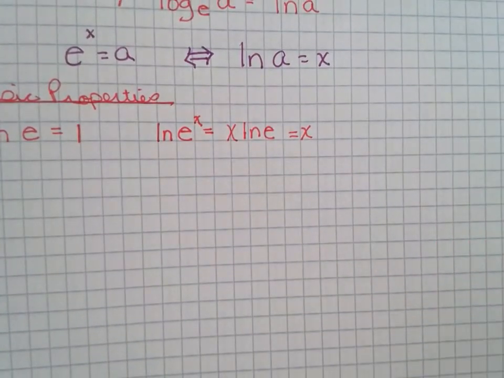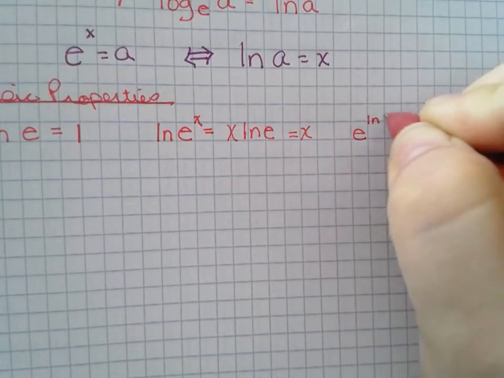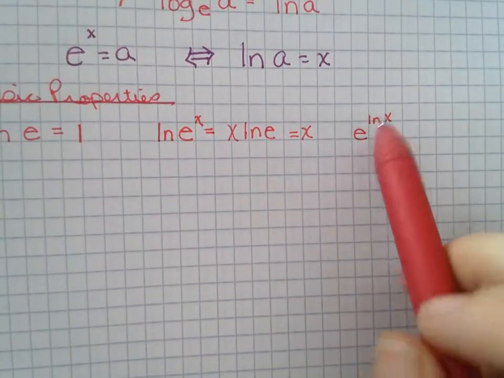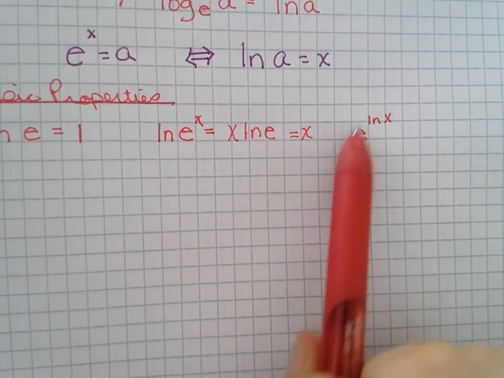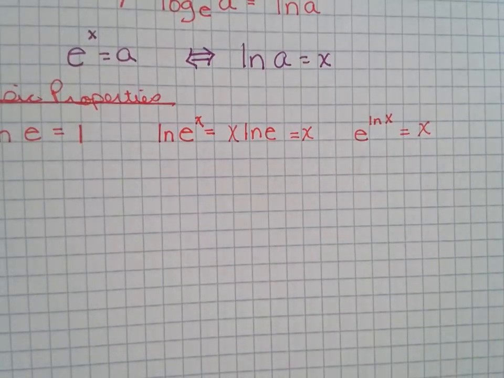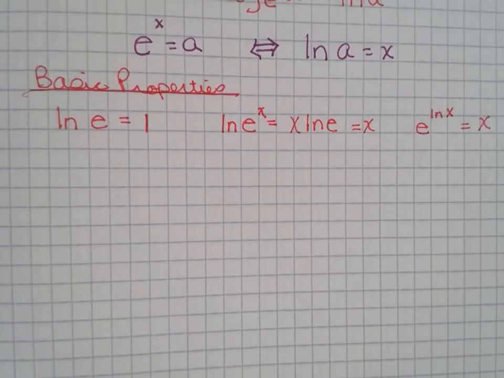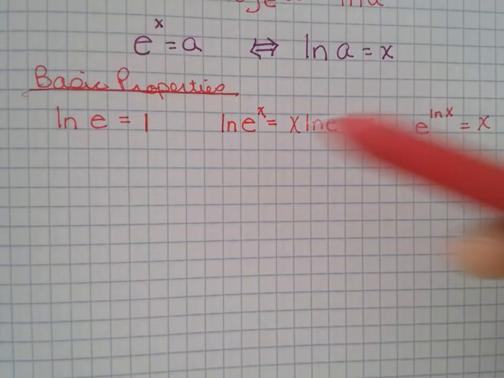Finally, if we have e to the ln x, e and natural log are inverses of one another, so they're going to cancel one another out, and the x just drops. So there are 3 basic properties that we're going to use over and over and over again. So if I'm doing something weird, chances are I'm using one of these properties.